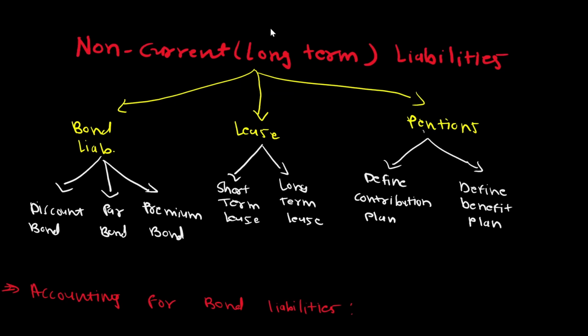Today we are going to discuss non-current liabilities, meaning long-term liabilities of companies. There are three main types of long-term liabilities. First one is bond liabilities. In bonds, there are three types: discount bond, par bond, and premium bond. Then comes the lease. Lease is divided into short-term lease and long-term lease. And then comes the pension, also divided into two categories: defined contribution plan and defined benefit plans.